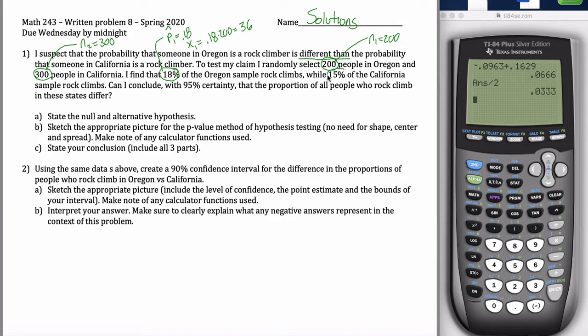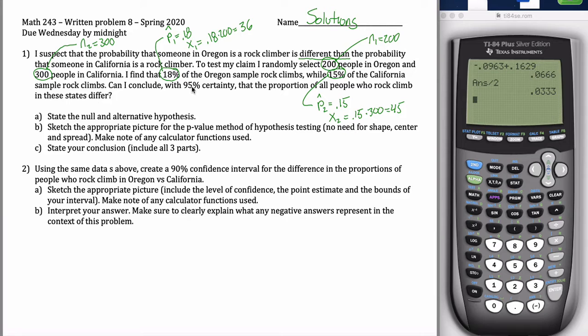Similarly, since 15% of Californians, or the Californian sample, rock climbs, that tells us that P hat, the sample proportion for the second group, is equal to 0.15. But that's not what we want. We want X for the second group. Well, that's 0.15 times our sample size, 15% of 300. So 0.15 times 300 ends up giving me 45. That's my value of X2.